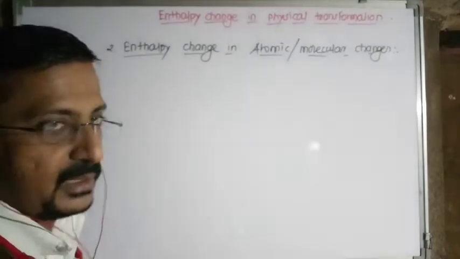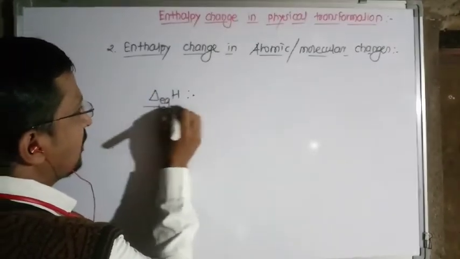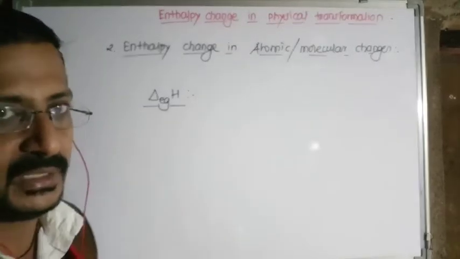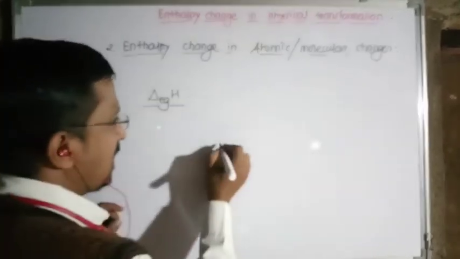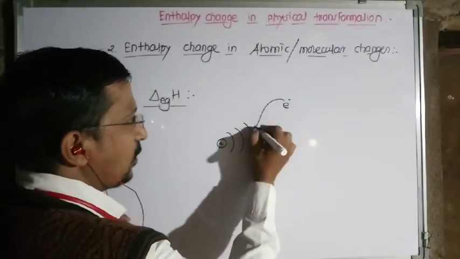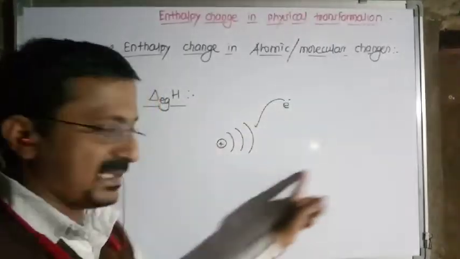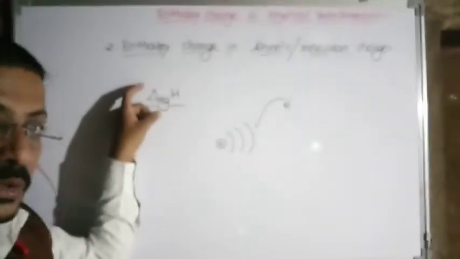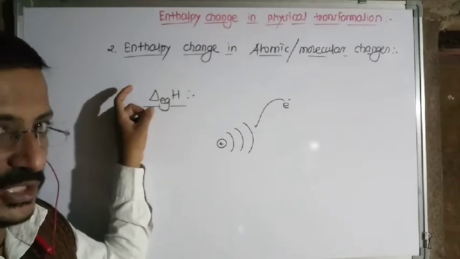Before that, one more point. If we consider the opposite thing, that is delta EGH, the electron gain enthalpy, or enthalpy change in the electron gain process. If you consider a neutral gaseous atom and one external electron is added to it, then whatever enthalpy change occurs is called the electron gain enthalpy change, or enthalpy change in the electron addition process.